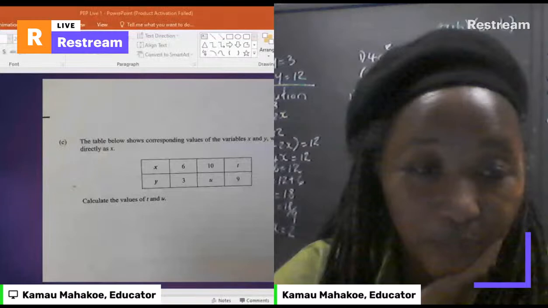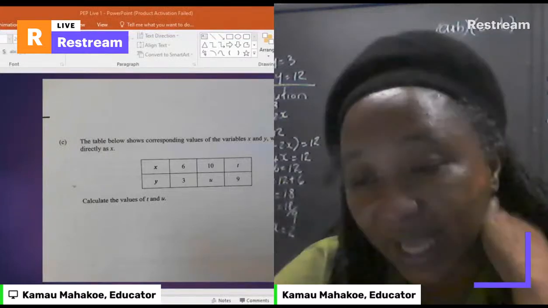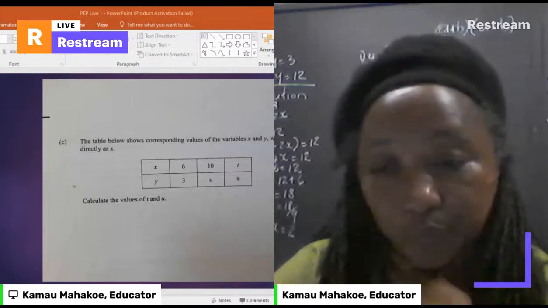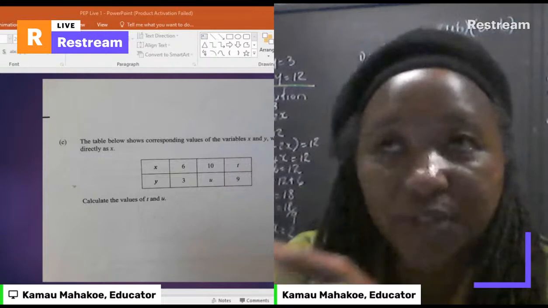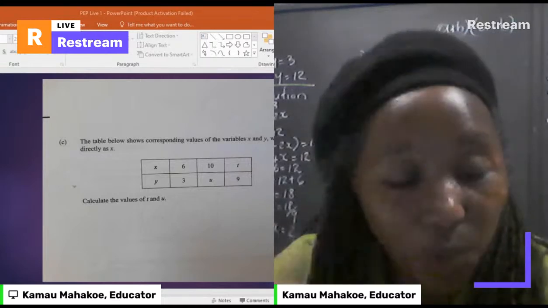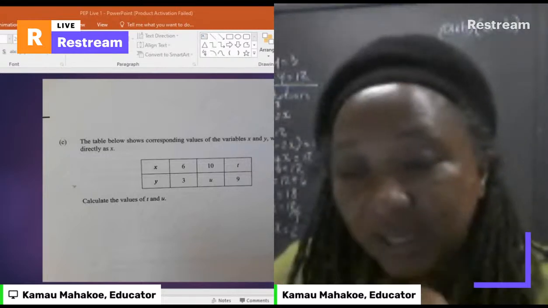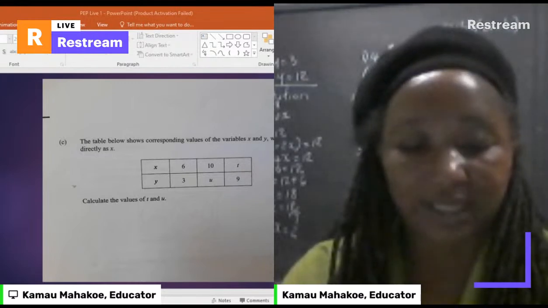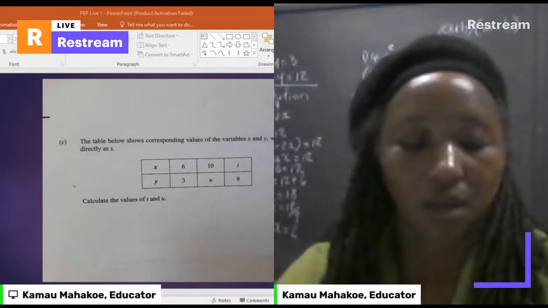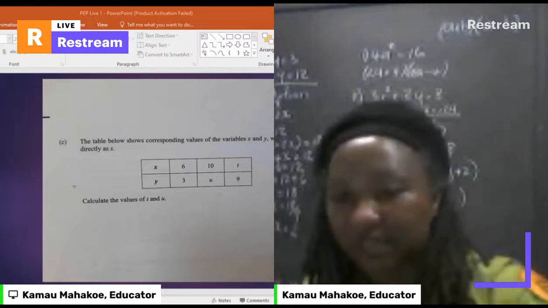Since they gave us that x is 6 and y is 3, we realize that they're dividing the x value by 2, which stands to reason that if they give you the y value, multiply it by 2 to get the x value. So in the 10 column, if x is 10, then y must be 5. And if y is 9, x must be 18. All right, so that's it for that one. Now we go to the other slide.